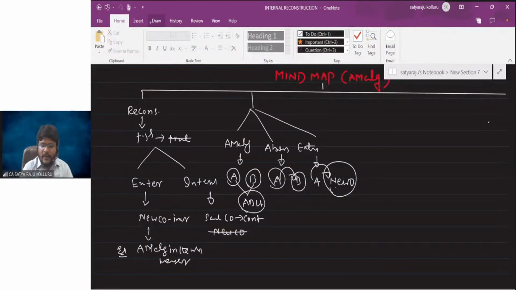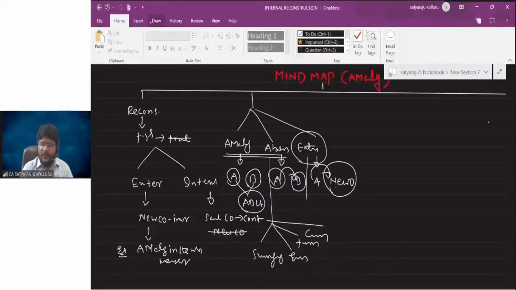Now, out of amalgamation and absorption, the objectives may be to get the synergy benefit, to enjoy the economies of scale, to enjoy the taxation benefits, to avoid the competition. But the objective of external reconstruction is showing the books in a true and fair view manner. You know that. But whatever the objective is, whether it is amalgamation, absorption, or external reconstruction, there are only two different types of companies. One is the selling company, another one is the purchasing company. That's why we discussed all these three concepts together.